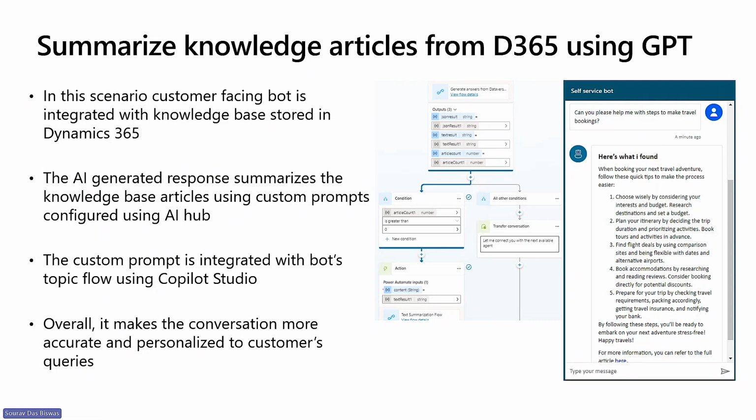Technically speaking, the custom prompt is integrated with the topics flow, which is configured using Copilot Studio. Overall, the integration provides the customer with more accurate and personalized information. As you can see in this diagram, there is an action which we expose to search knowledge-based articles and it returns the different articles. So we'll see it in action in the next demo.